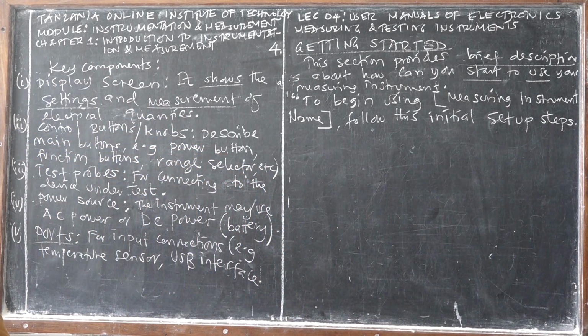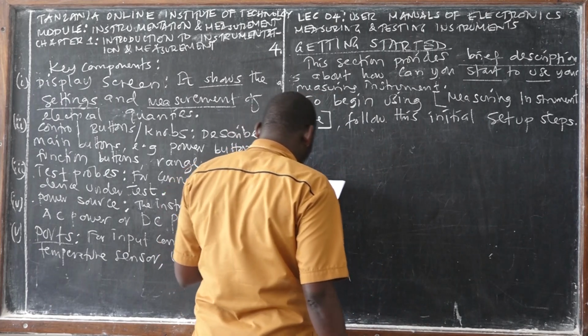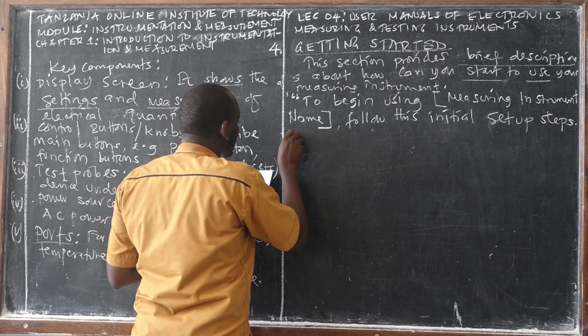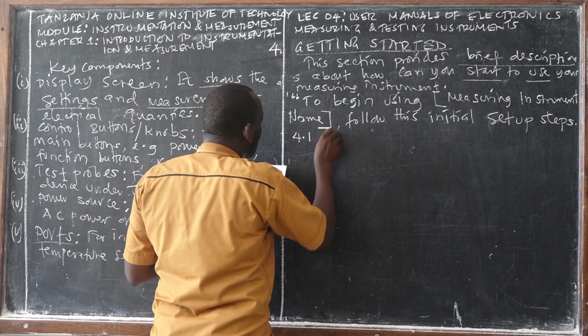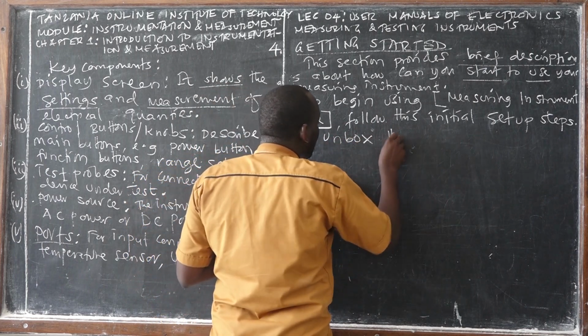Are we together? Yes. So if that's the case, then for the following setup steps, we have almost 4 setup steps. The first one, we call it 4.1. The first setup step means you'll be asked to unbox what? The instrument.